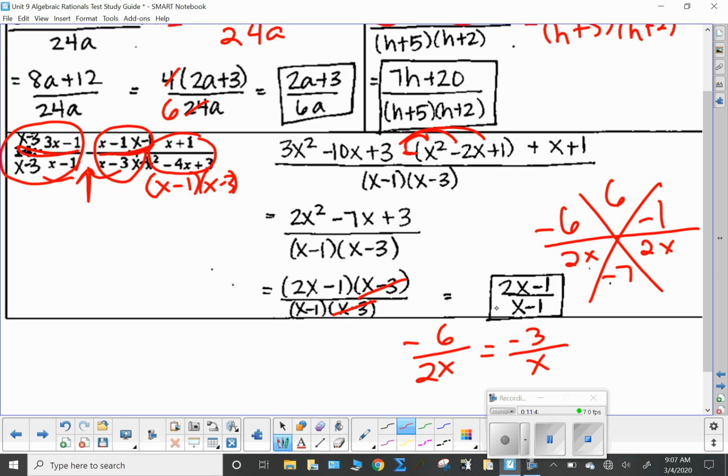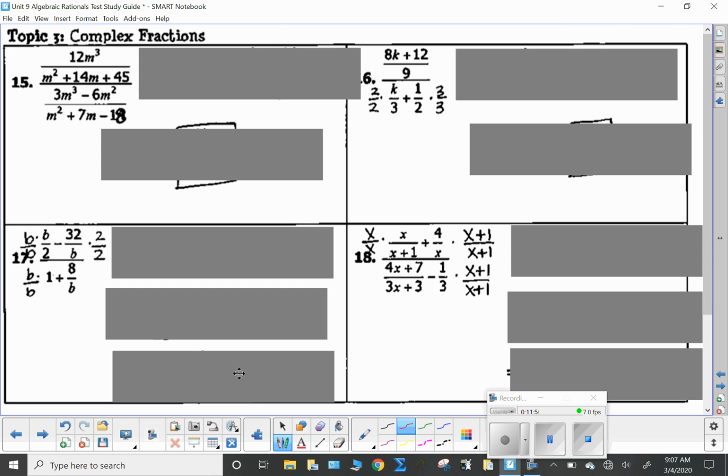Okay? Now, that wraps up adding and subtracting. The next section is going to be complex fractions. All right, I'm going to pause here and just do the complex fractions as a separate entity.